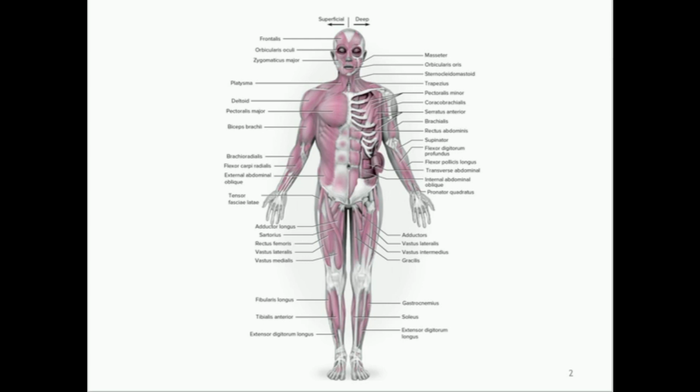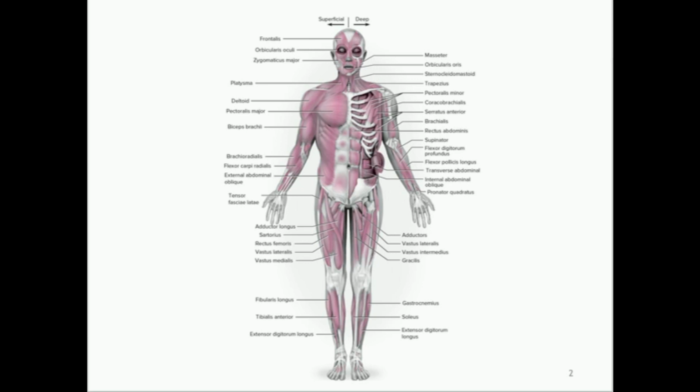We're going to spend many weeks after this looking at specific joints. So for example, one week we would be looking at the shoulder joint, another week the hip joint, another the knee joint, etc. And we'll get familiar with all of the major muscle groups of that particular area.